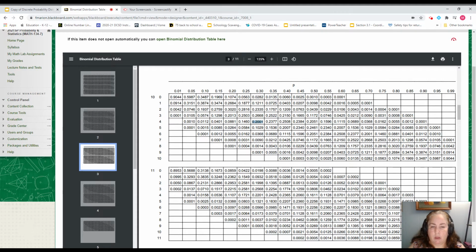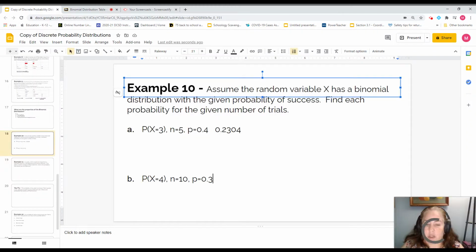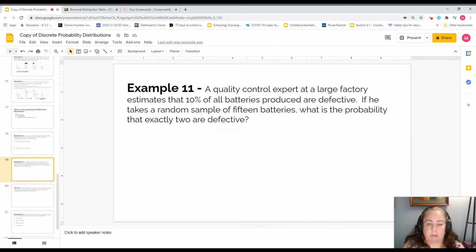Again, 10, 0.3, 4 gives me 0.2001. So my answer here is 0.2001. Okay, so what does that look like in terms of a problem?